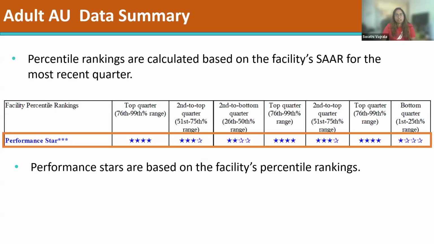Percentile ranks are also calculated based upon the facility's SAR for the most recent quarter. Let me go through the quartiles. The top quartile is the 76th to 99th percentile, the second top quartile is the 51st to 75th percentile, the second-to-bottom quartile is the 26th to 50th percentile, which is around the median, and the bottom quartile is the 1st to 25th. Based upon the percentile rankings, we assign the performance stars, whether your facility is getting 4 stars, 3 stars, or 2 stars. These are all performance stars based upon the facility's percentile rankings.